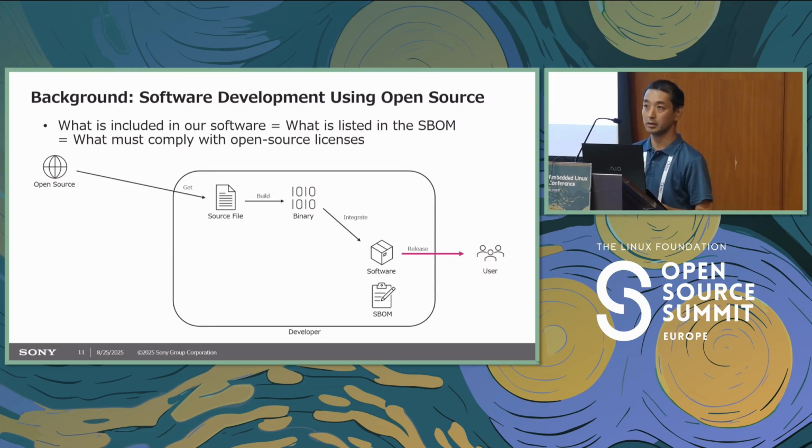And what is listed in the SBOM is also what must comply with open source licenses. We don't need to review the entire source package, only the parts that are actually used in the software. This helps reduce unnecessary work and makes license review more focused and efficient when we deliver software or products to end users.